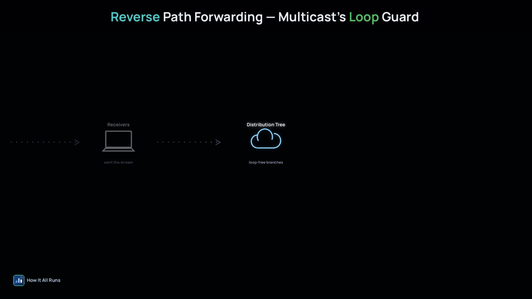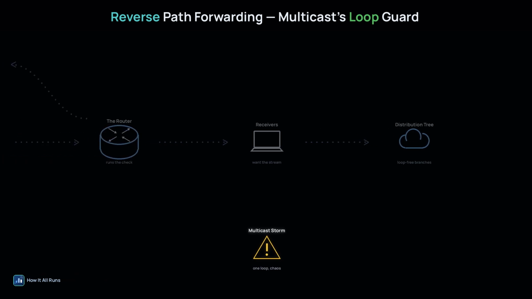A tree has no loops by design, and keeping it that way is exactly what today's rule protects. Because if a loop ever forms, copies feed each other and grow. What began as one stream becomes a multicast storm that saturates links and can take an entire segment down in seconds. That is the stake.